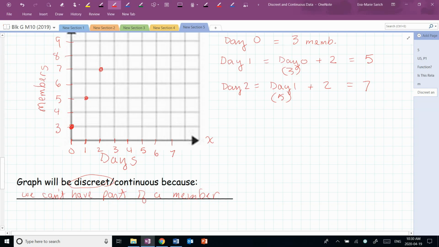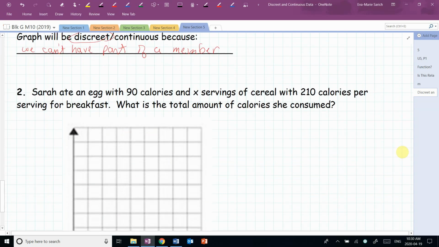Okay, so label the axes, give it a scale, plot your 3 points, and decide, should it be discrete or continuous? If it's discrete, we don't join our points. If it's continuous, we will join our points. Let's go to a second example.